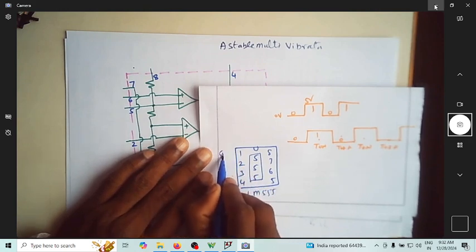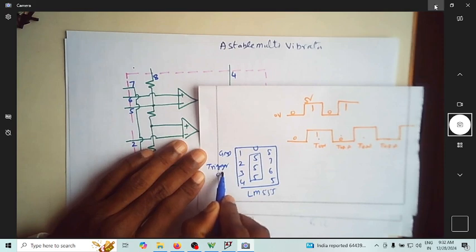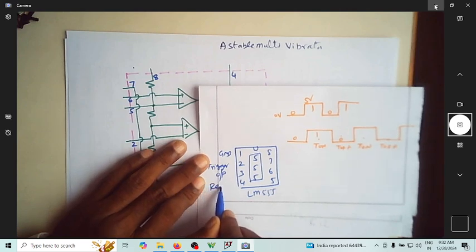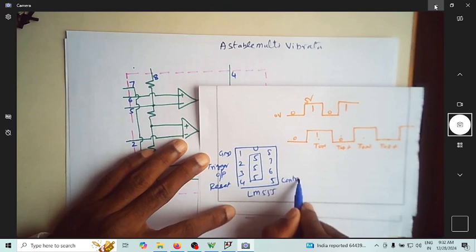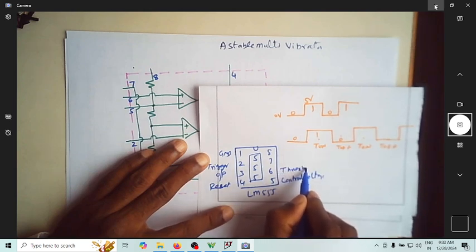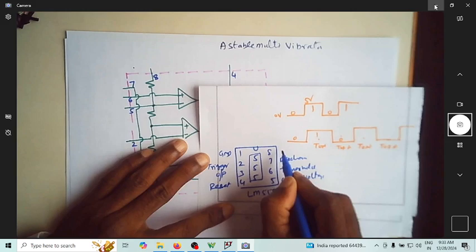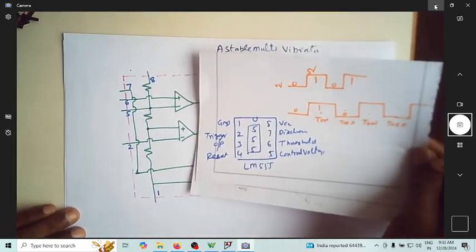So this is the ground pin. Pin number 2 is trigger. Pin number 3 is output, pin number 4 is the reset pin, and pin number 5 is control voltage. Pin number 6 is threshold. Pin number 7 is discharge, and pin number 8 is VCC. So these are the pin numbers.